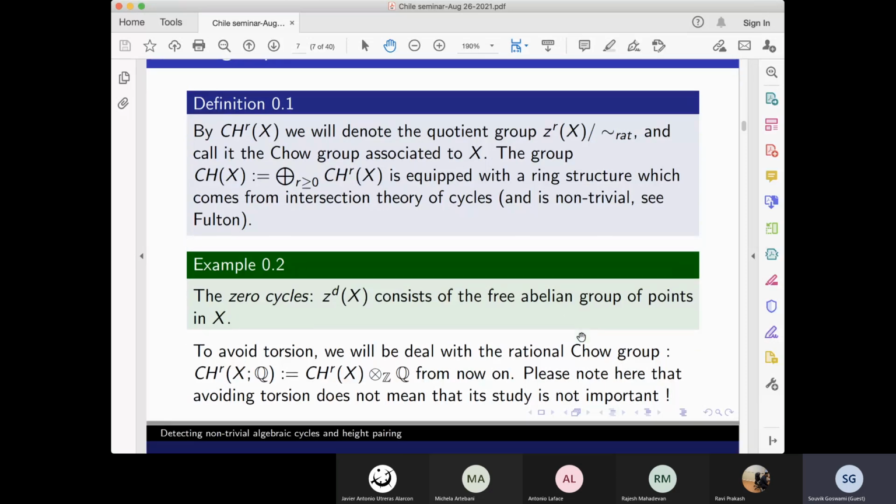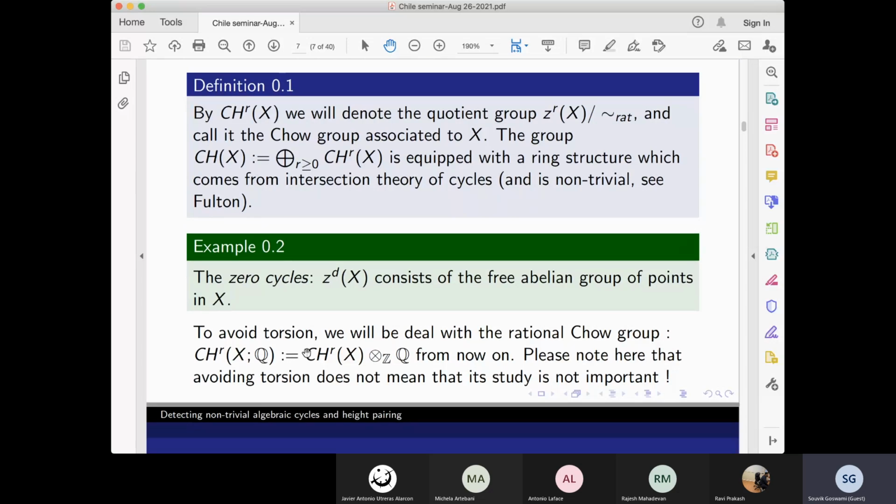And this is just a convention that we use. We use the rational Chow group, so we treat this group as a vector space over Q. We simply tensor with Q. The idea is that at least for what I do, I don't need the torsion. But again, it doesn't mean that torsion is not important. There is a separate study of Chow groups, torsion algebraic cycles, but that won't come into the picture today.